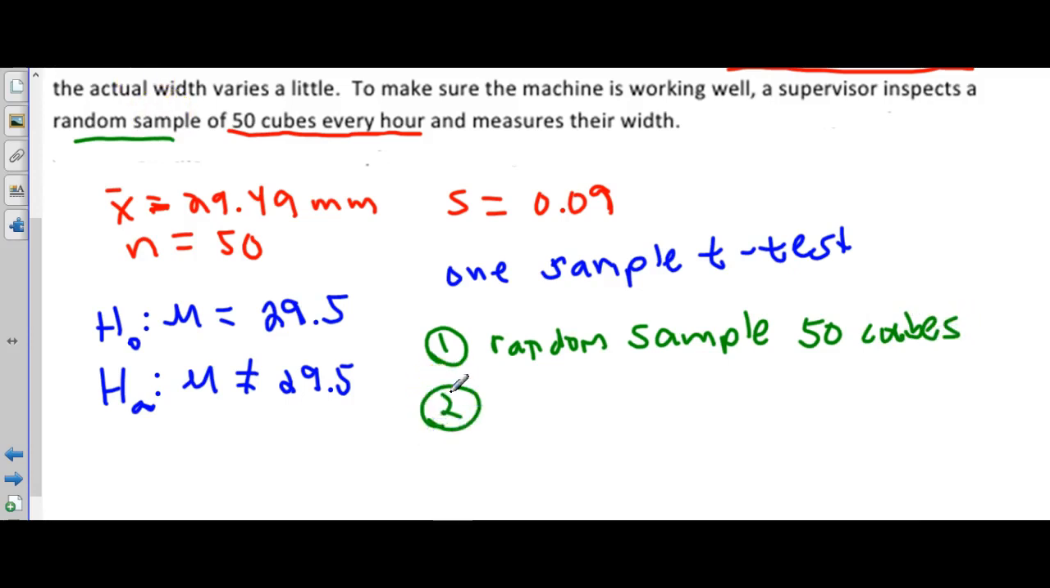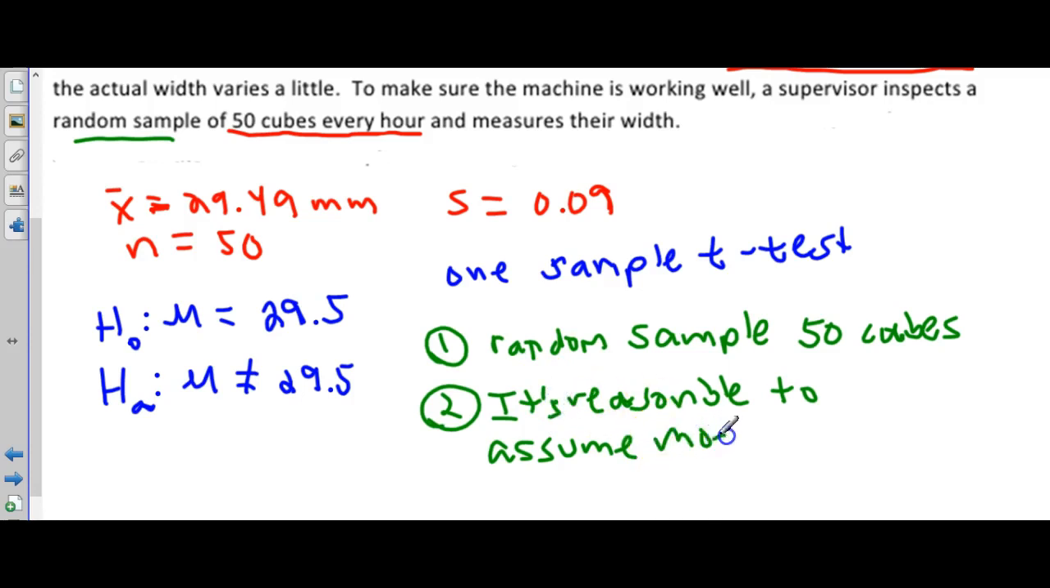The 10% condition, it's reasonable to assume, and remember they're sampling the cubes every hour, so it's reasonable to assume there are more than 500 cubes produced in an hour. It's reasonable to assume more than 500 cubes per hour.